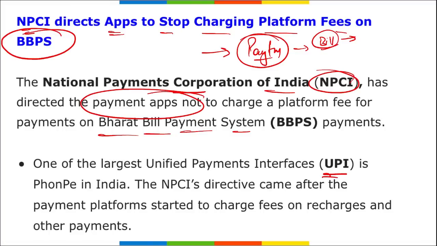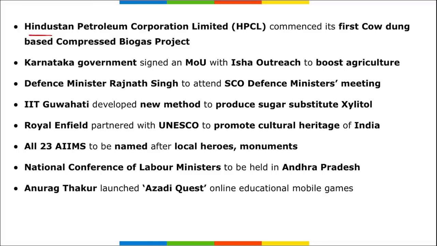Coming back to the next question. Next is Hindustan Petroleum Corporation Limited. Hindustan Petroleum Corporation Limited has commenced its first cow dung based compressed biogas plant. Karnataka government signed a memorandum of understanding with Isha Outreach to boost agriculture.